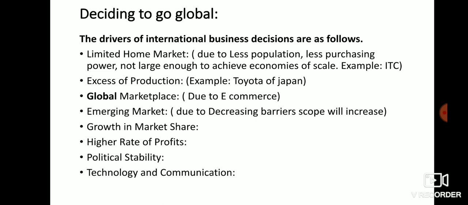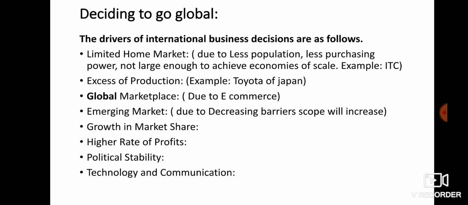Then excess production. We have to see whether we have the capacity to produce more. If the company has the capacity to produce more and is not utilizing its resources efficiently, then it is a loss for that organization. Am I right? In case the company is using its complete capacity and producing more than the need of that particular domestic market, then they should go international to sell their excess production.